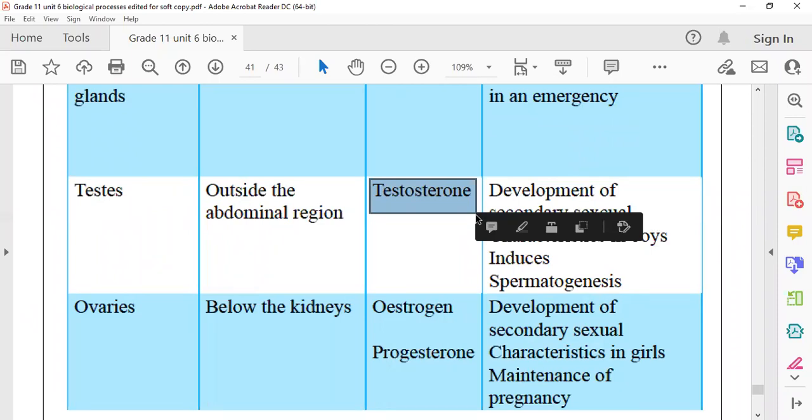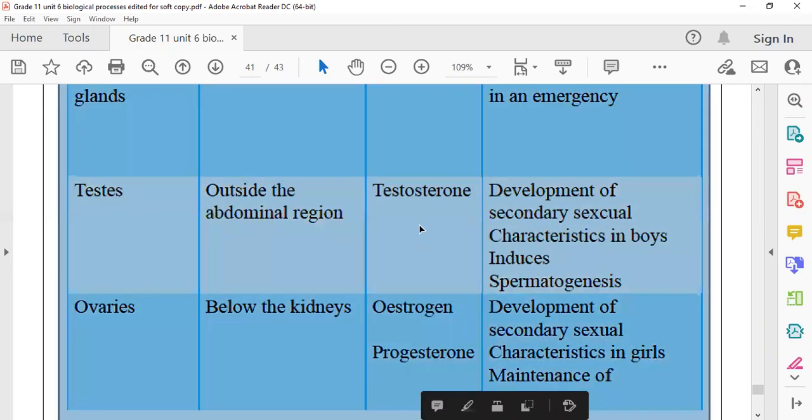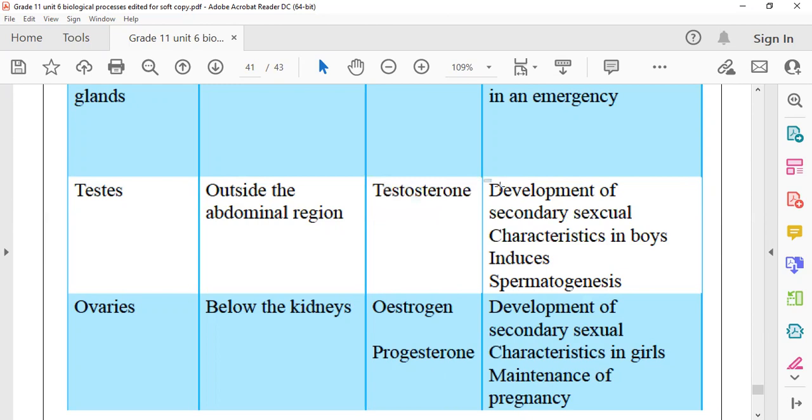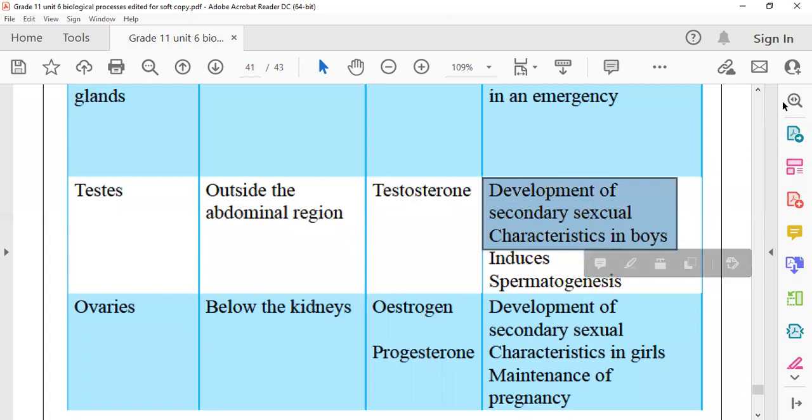Testosterone. Because of testosterone in the males, these characters develop. What is developing? Development of secondary sexual characters. Beard growing, mustache growing, in the armpit region, in the chest region, hairs growing. Voice is breaking.